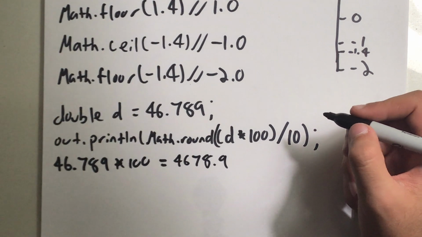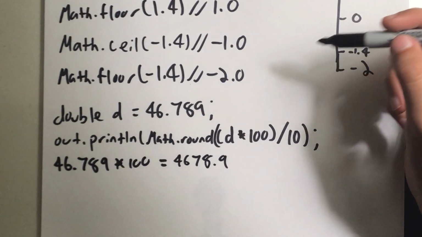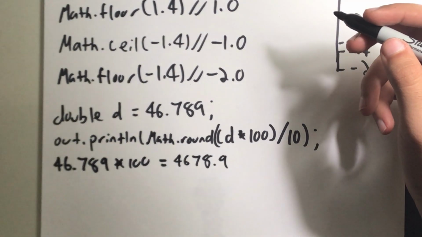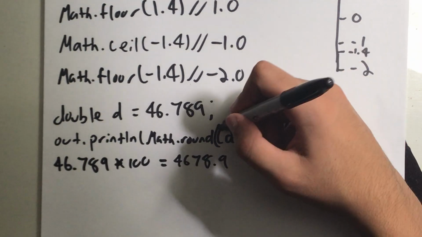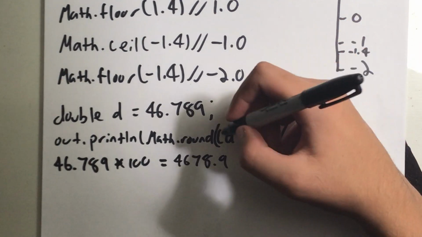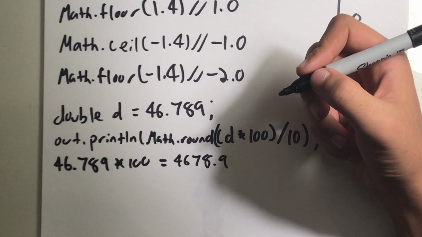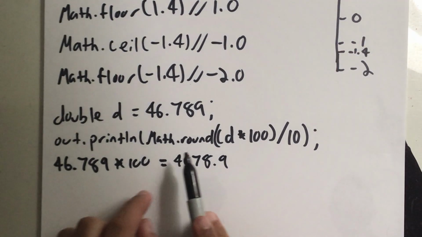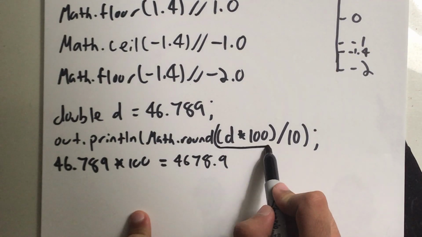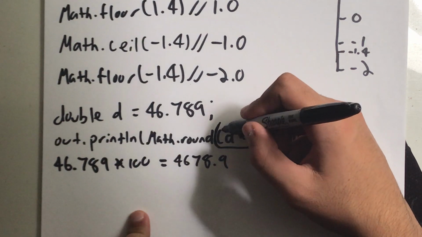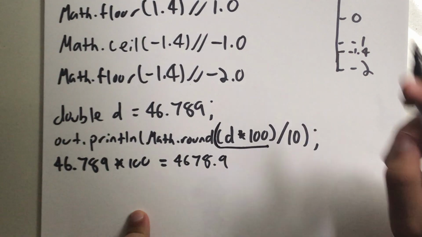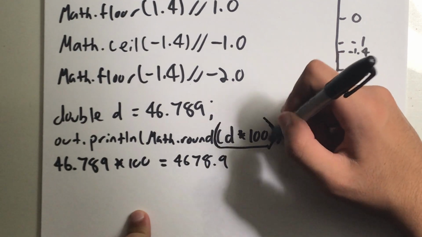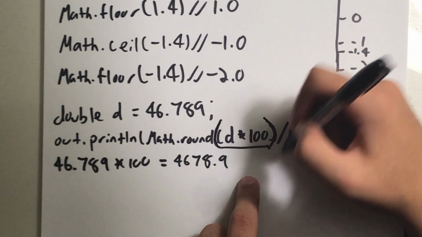Oh, wait, no. Okay, my bad. I actually messed up with the parentheses. Okay. So we're gonna round this part. Okay, I messed up with the second parentheses. I read it wrong from my notes. Okay, so it's gonna be math round of this. And after you round it, you're gonna divide by 10.